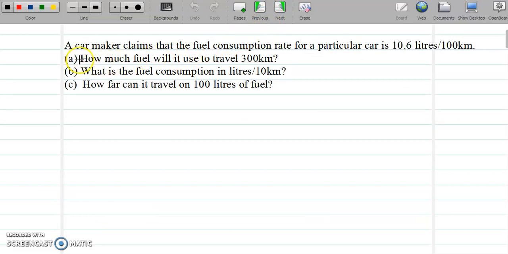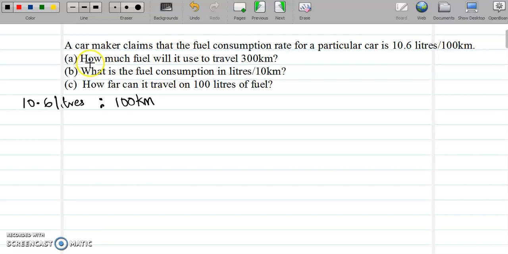Okay, now let's look at this question here. This question says that a car maker claims that the fuel consumption rate for a particular car is 10.6 liters per 100 kilometers. Okay, now let's practice that. It claims that its consumption is 10.6 liters per 100 kilometers. This is the rate.